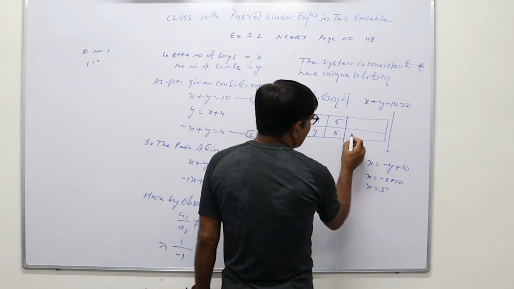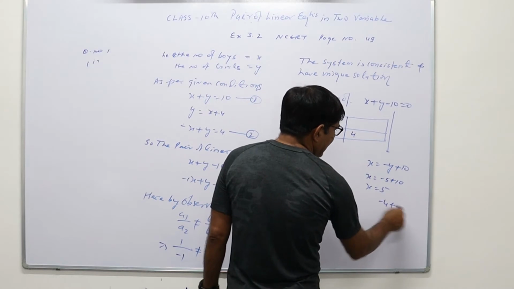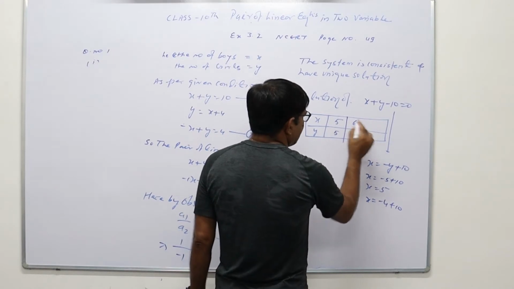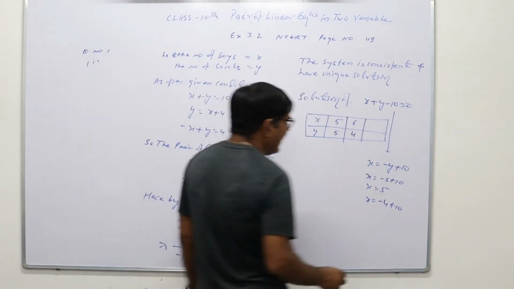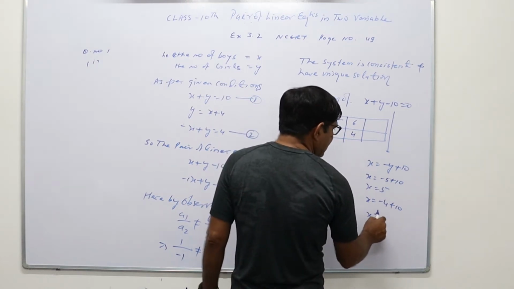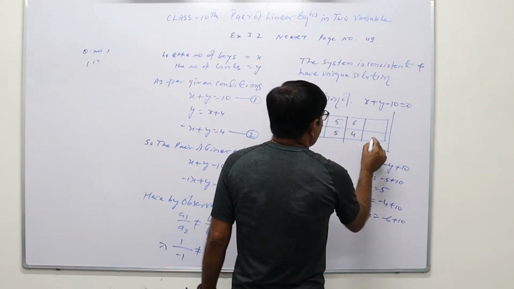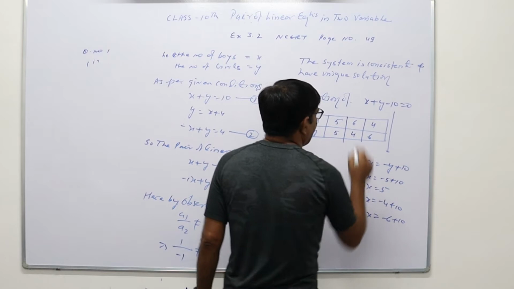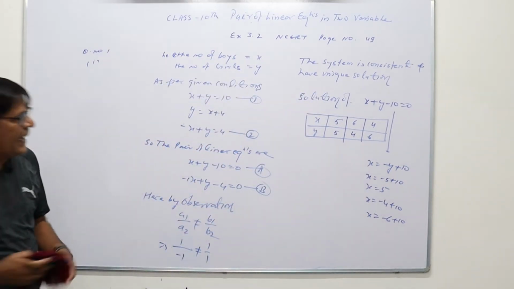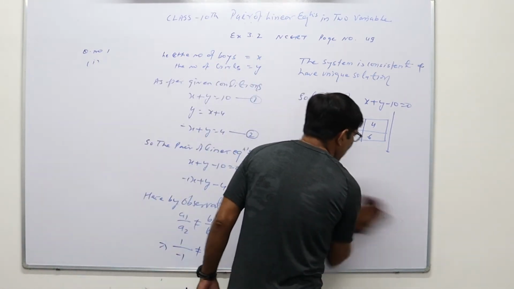If y is equal to, let us suppose 4, then minus 4 plus 10, so x will be equal to 6. One more point we can take. Let us suppose y is equal to 6, then minus 6 plus 10. So if y is equal to 6, then x will be equal to 4. In this way, at least 3 points we can take for the solution of the first equation, x plus y minus 10 is equal to 0.